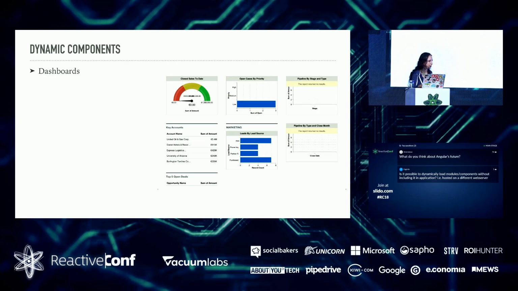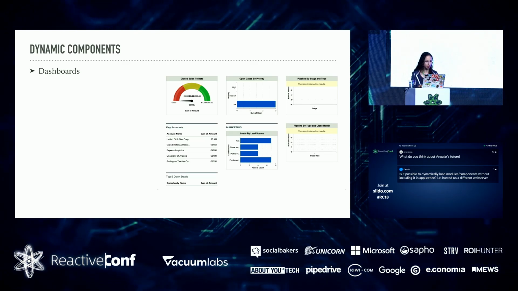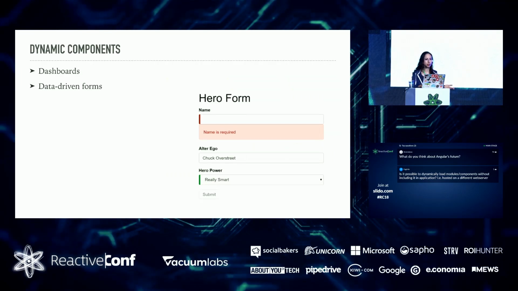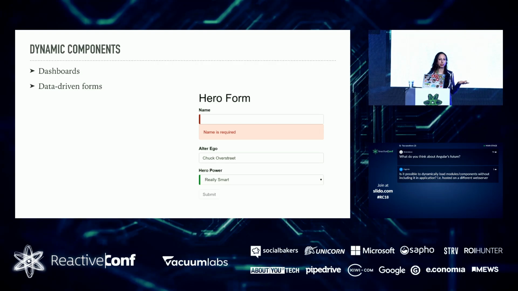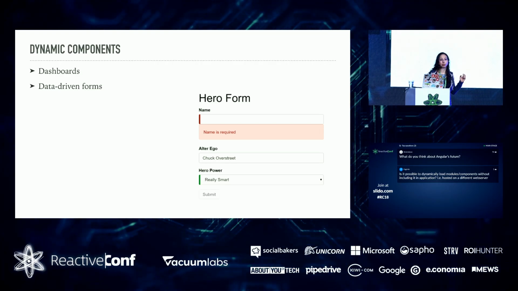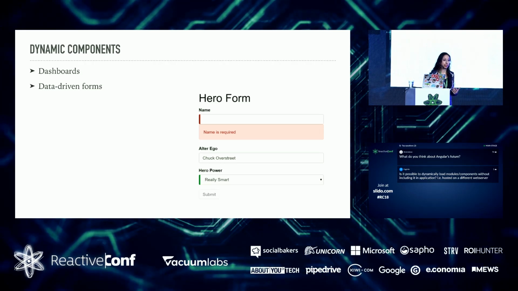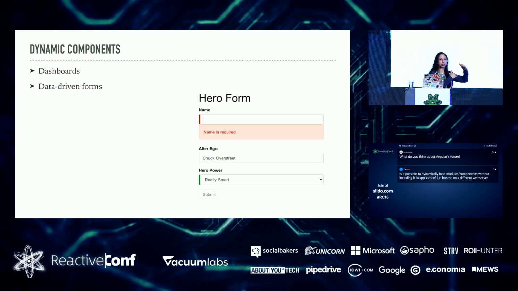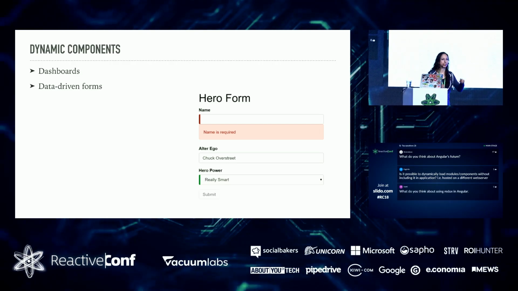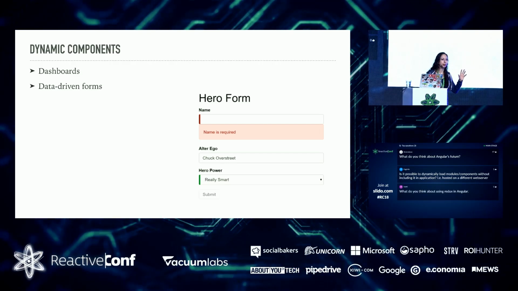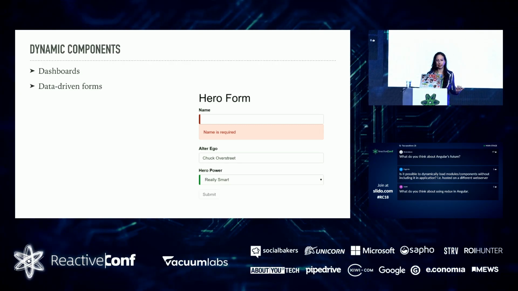So where can we use them? Like I mentioned, dashboards are a classic usage for this. Data-driven forms: maybe you have a form configuration, or a form that's built according to the data itself. So you check the type of data, if this is a date, if this is a text, if this is an email, and then you dynamically create the form for this data.